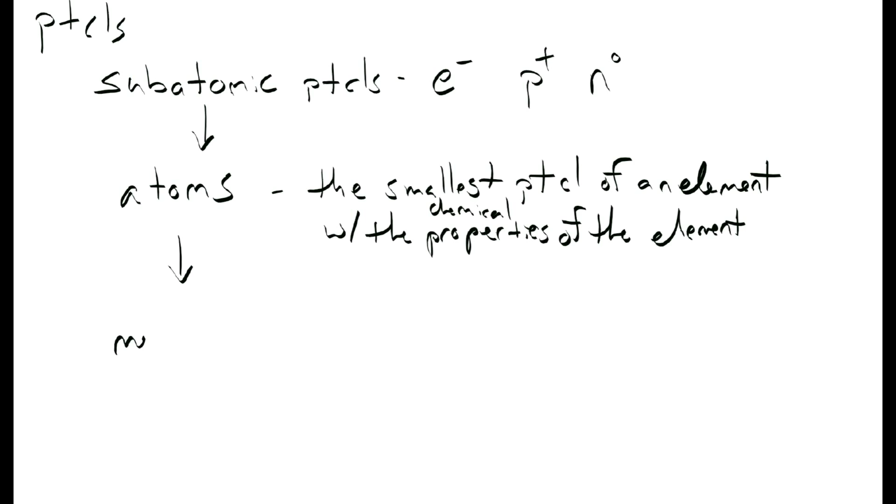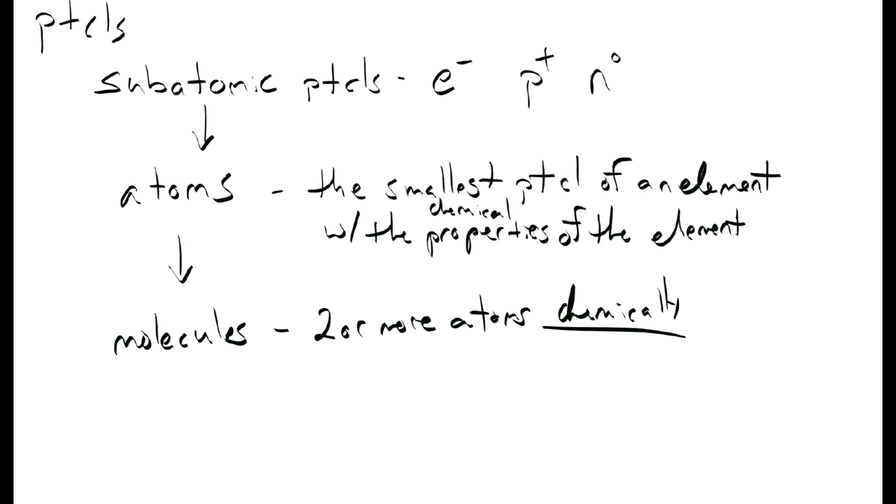Atoms go together to make up molecules. That's two or more atoms that are chemically, that's important, they have to be chemically bound together. And the nature of chemical bonds: the bond is sharing or exchanging electrons. We'll definitely be going into that more later. Just know that molecules are two or more atoms that are chemically bound together.